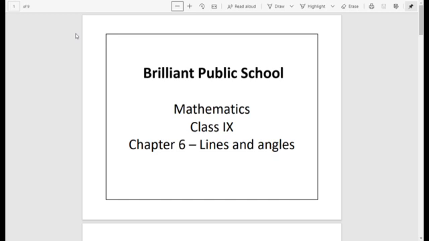Today we are going to learn chapter 6, that is Lines and Angles for class 9th.